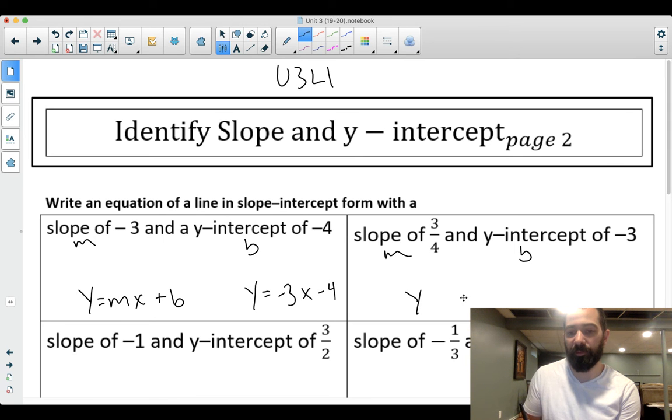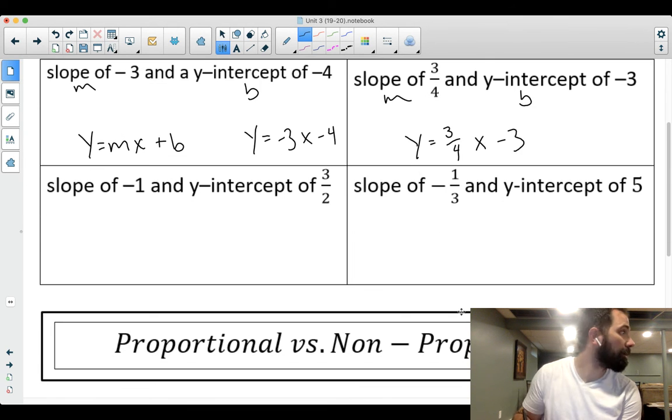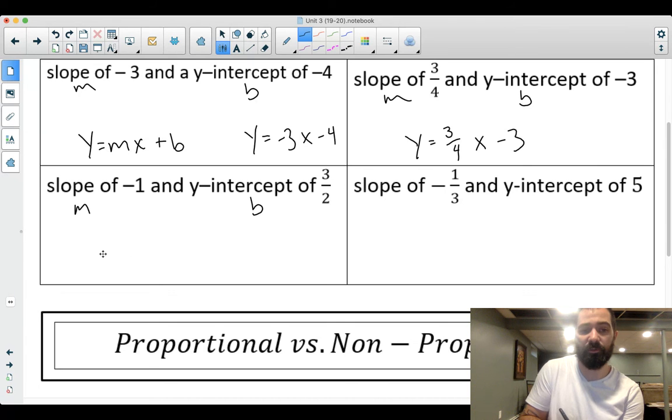We always have a y. We always have an x. What is my m? What is my b? 3/4 x minus 3. Keep going. What is my slope? What is my y-intercept? Slope of -1, y-intercept of 3/2.